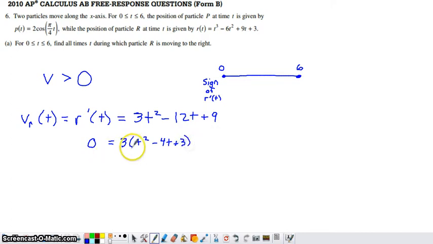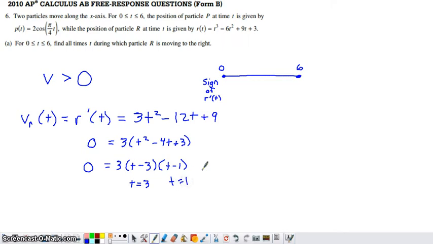So we take 3 out of everything and we're left with this. And then that set of parentheses will factor a little bit further. I think we'd be looking at t minus 3 and t minus 1 as the factors of this polynomial right here. And so if we set this factor, t minus 3, equal to 0, we would figure out that it is 0 when t is equal to 3, and if we set this factor equal to 0, we would see that it's equal to 0 when t is equal to 1.